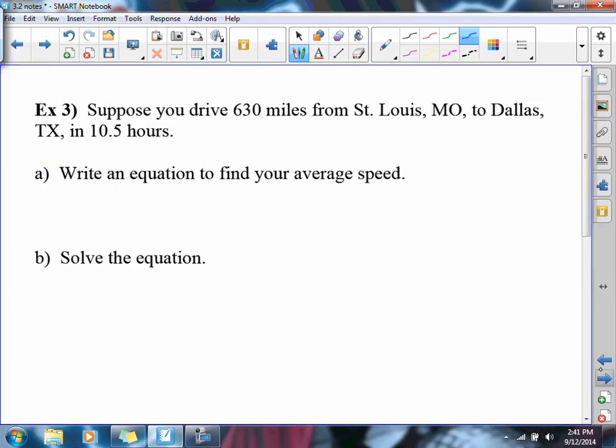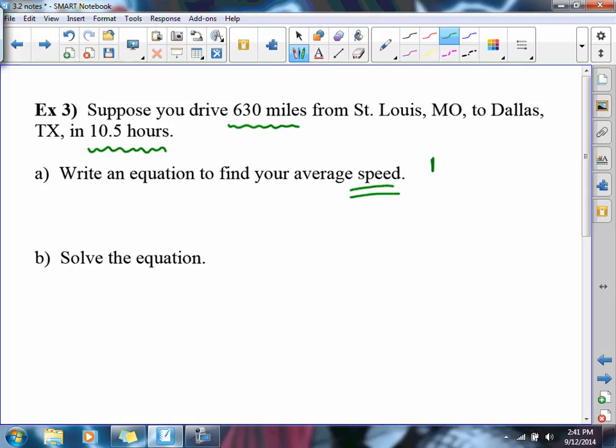And then for example 3, we have our word problem. Suppose you drive 630 miles from St. Louis, Missouri to Dallas, Texas in 10.5 hours. Write an equation to find your average speed, and then solve the equation. Now, the lucky thing about this problem is that we already have an equation for it. We've got a distance of 630 miles, and we have a time of 10.5 hours. And we're trying to find our speed. Remember, speed is just a fancy word for rate.